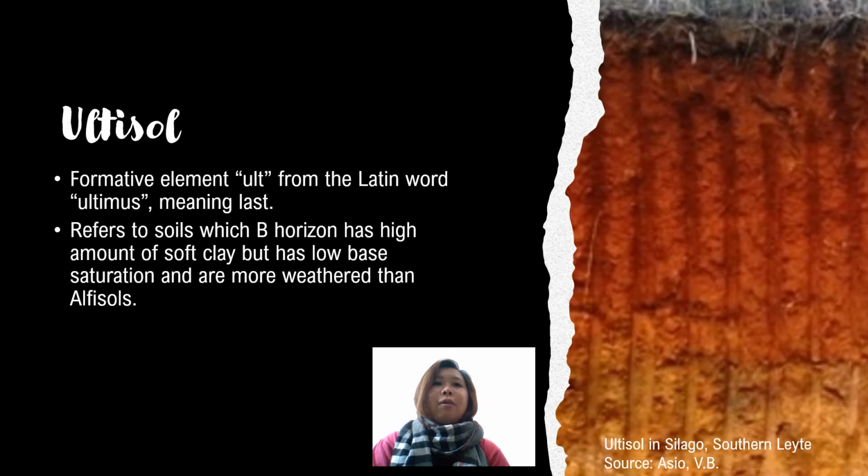Next is ultisol. It has a formative element "ult" from the Latin word ultimus, meaning last. This refers to soil with B horizon that has high amount of soft clay but has low base saturation and are more weathered than alfisols. They are usually acidic in nature.